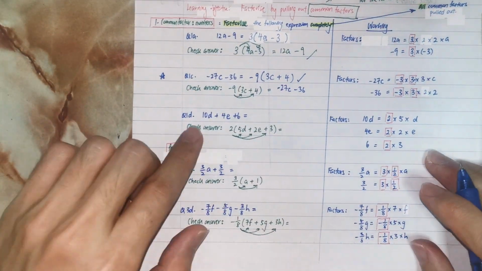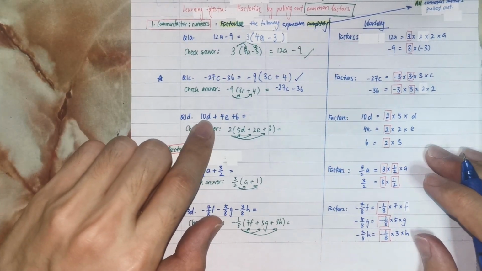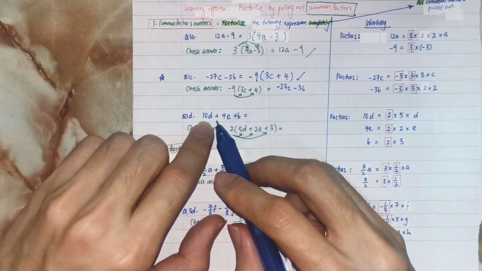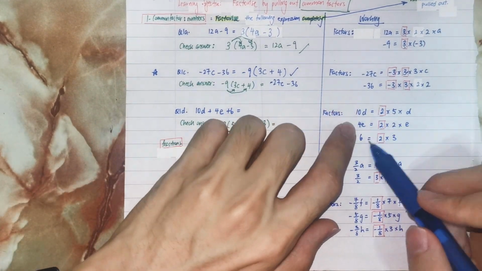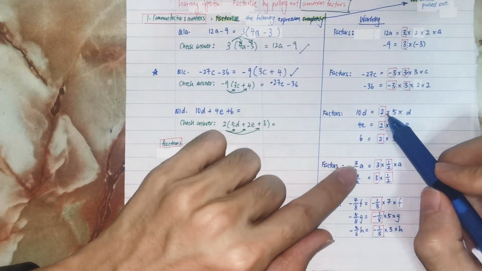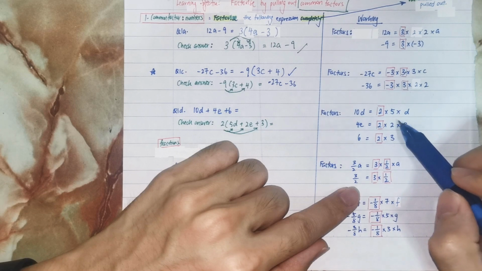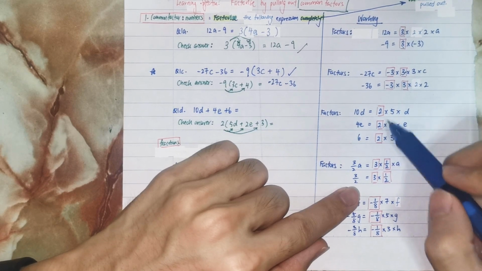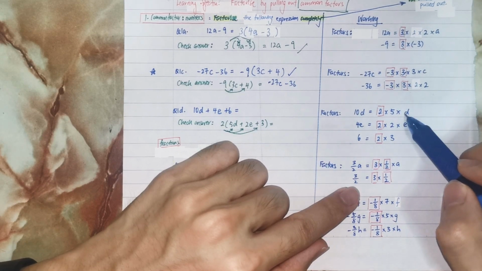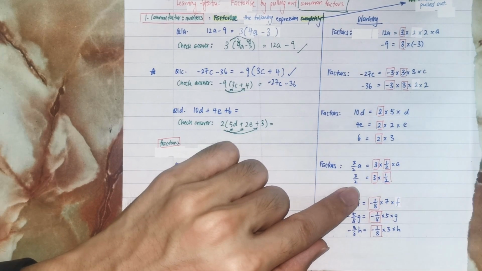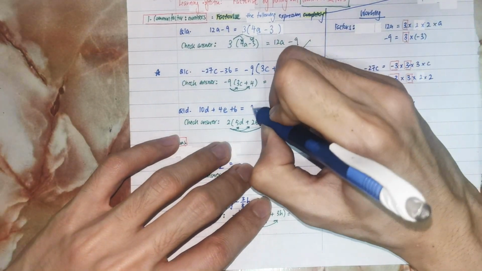So now let's look at question 1D. First step, 10D plus 4E plus 6. I write out all the factors for 10D, 4E, and 6, and I need to identify what the common factors are. When I look, the common factor will be 2, because 2 is present in all of the terms over here. Let's check whether anything is left out. Nope. So this means my common factor will just be 2.